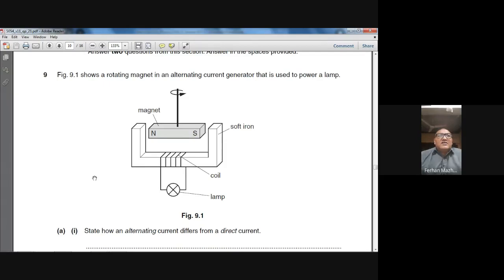light. Why? Because when this magnet rotates, its magnetic flux passes through this coil, and because it's rotating, the magnetic flux passing through this coil is changing. So due to this, the EMF is induced in this coil. We call it electromagnetic induction. So let's move to the question.